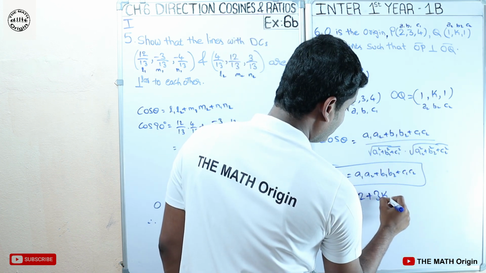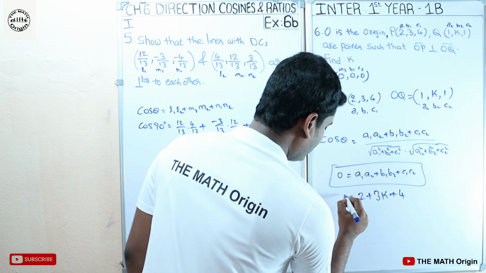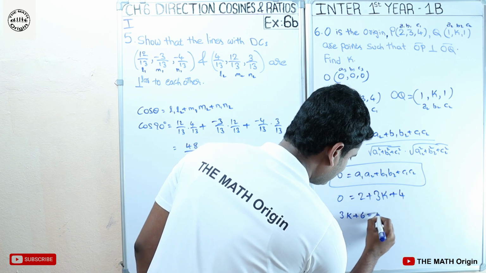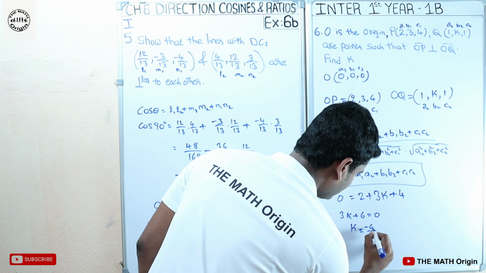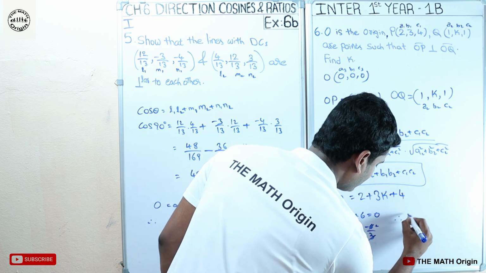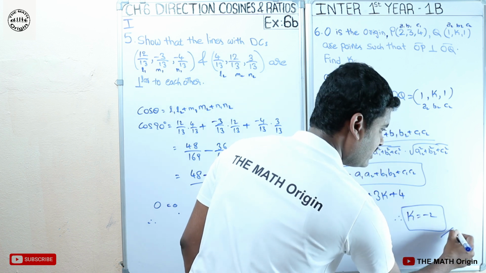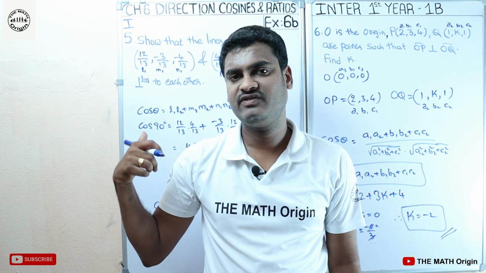Okay, we need to find out k, right? Therefore plus 4 into 1, which is 4. On the LHS side we have 0, so 3k plus 6 equals 0, k equals minus 6 by 3, therefore k is equals to minus 2. Okay, therefore here ends our sixth question from the first section.